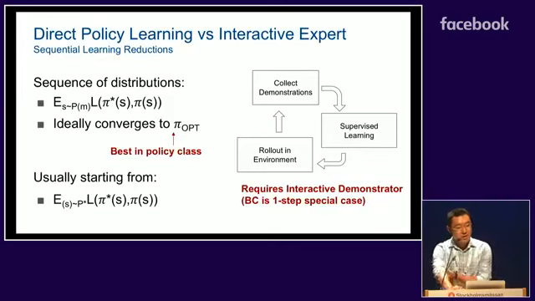Okay, now let's talk about direct policy learning. So the basic idea is that we're going to construct a sequence of distributions, or a sequence of supervised learning problems, right? And that ideally converges to training the best policy in our policy class for the general imitation learning problem. And we typically start with behavioral cloning, which is the bottom bullet point.